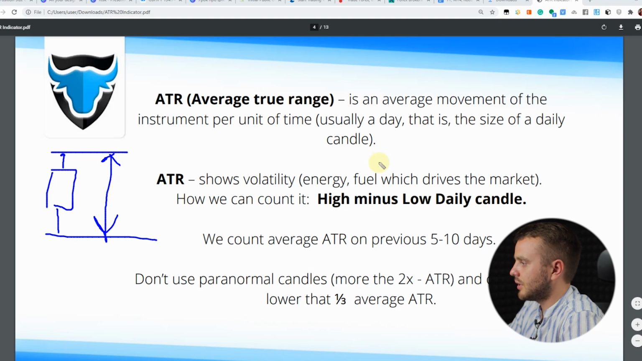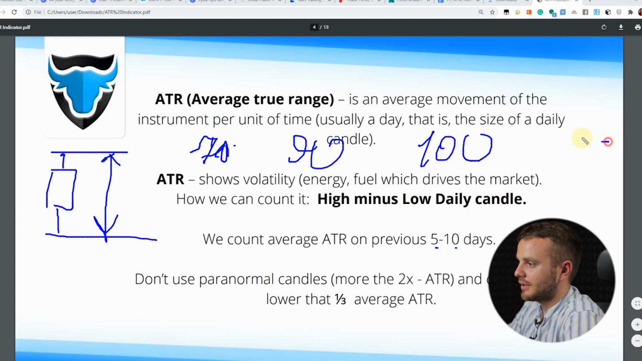And what we do, I calculate it for 5 or 10 days. Like I take 10 candles and I calculate the average. For example, we have 70 pips per day, 90 pips per day, 100 pips per day, 85 pips per day. I add all of them and divide by the number of days which I use. And that shows me the average move per day, the volatility.